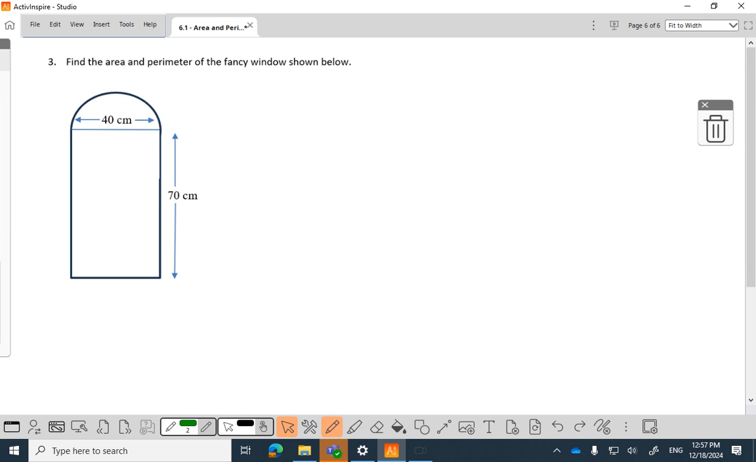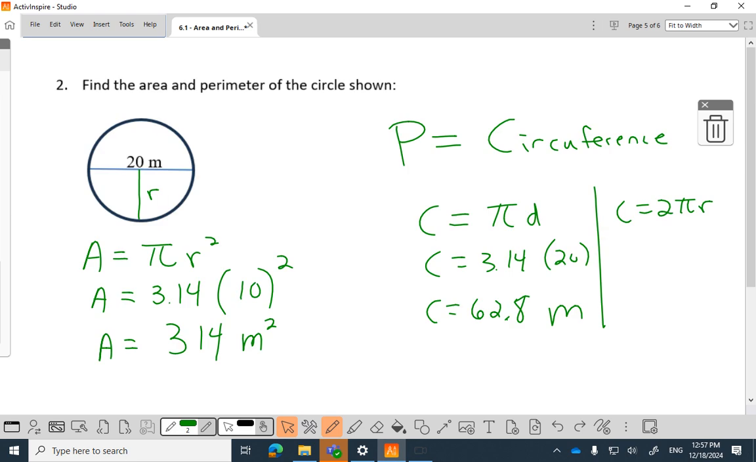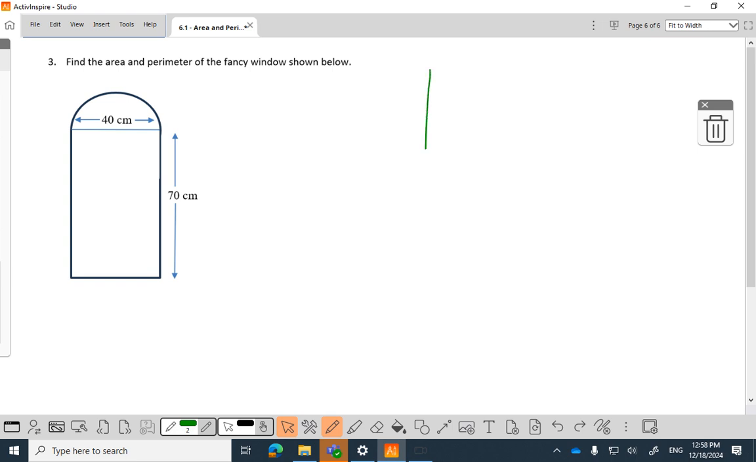I called it the fancy window. Some fancy windows have a little arch on the top of it. I've just put a little arch on the top of this. It says find the area and the perimeter. Okay, let's do area first. Weirdly, area sometimes is a little easier.